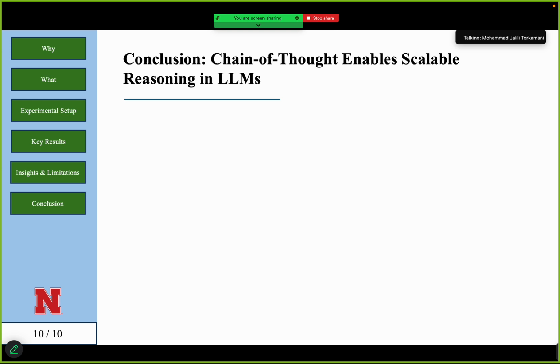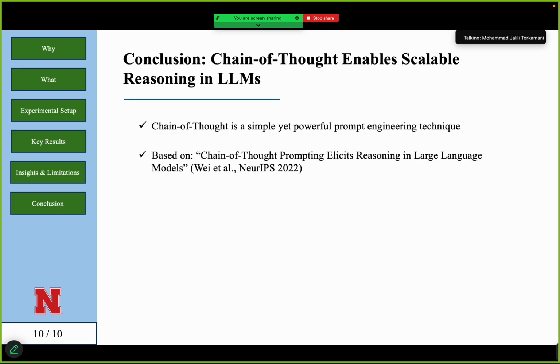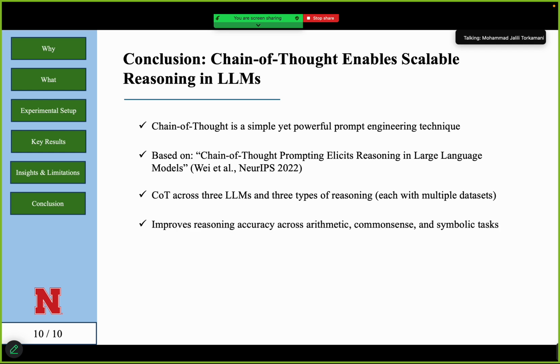So as a conclusion, we said that chain of thought is a simple yet powerful prompt engineering technique. And the paper that we tried to briefly discuss is Chain of Thought Prompting Elicits Reasoning in Large Language Models, published by Wei and his colleagues. And we showed chain of thought across 3 LLMs and 3 types of reasoning, and each problem that we discussed had its own specific benchmarks, more than one benchmark. And we showed that chain of thought improves our reasoning accuracy for all the problems that we discussed. And as a final note, chain of thought is powerful, but it depends on model scale, or number of parameters, and also the quality of the prompt that we generate before passing it to the model.